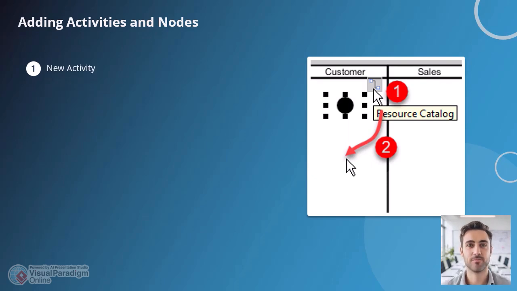Drag an action from the resource catalog to the canvas. Connect it to the initial node using a control flow to start the sequence.